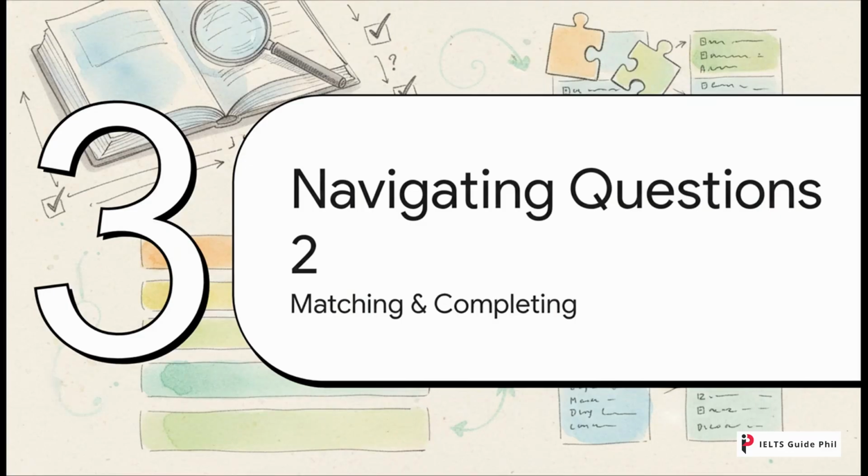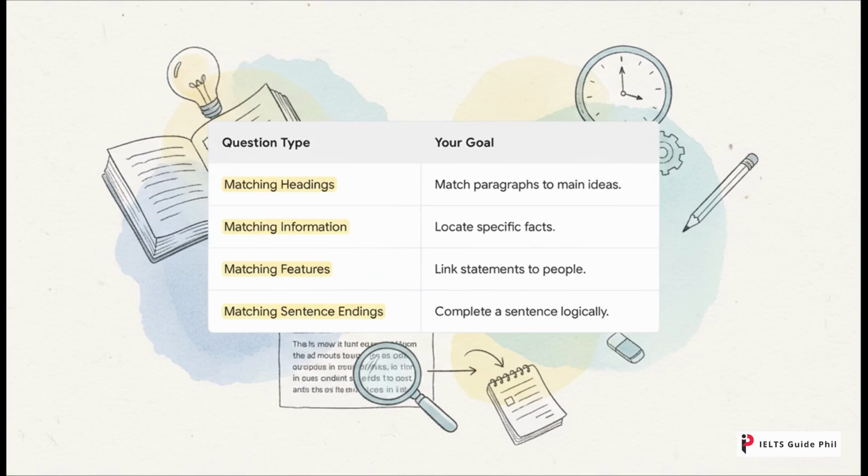Okay, let's move on to our next group of question types. These are all about matching and completing information, and they test your ability to see the structure of the text and fill in the gaps. So you've got these 4 matching tasks, and they all require slightly different skills. Headings are all about the big picture. What's the main idea of a whole paragraph? Matching information is the exact opposite. You're looking for one tiny specific detail.